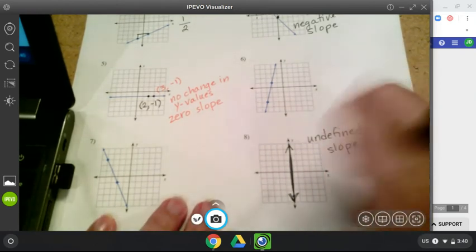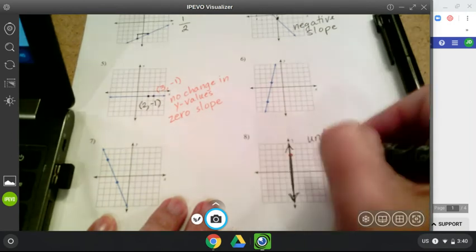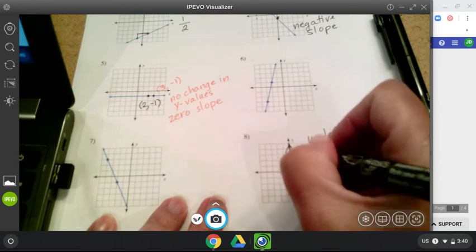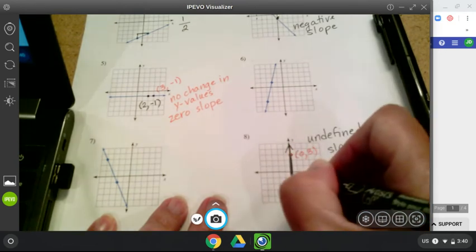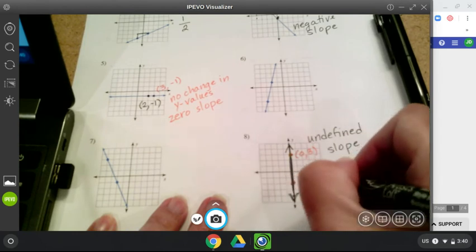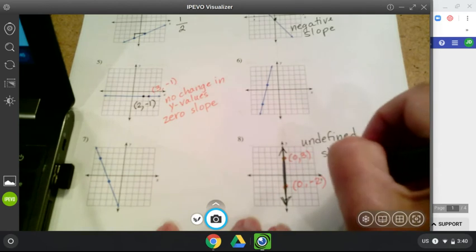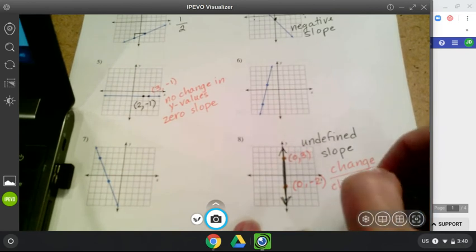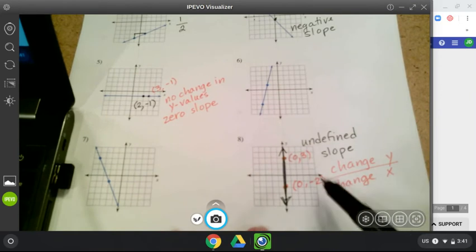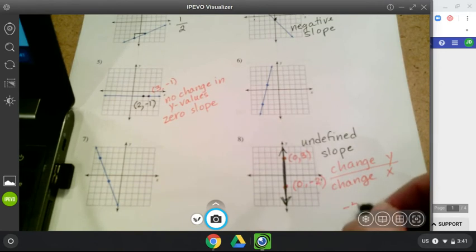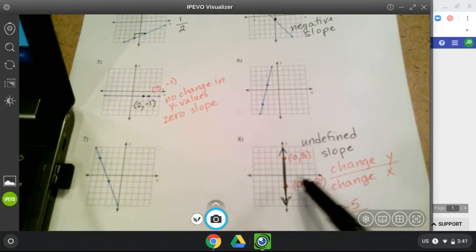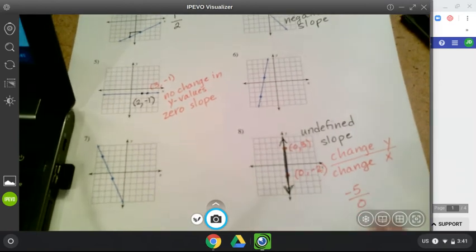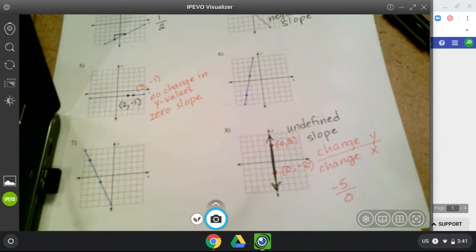So let's just say I have 2 points on here. I want to show you another reason why we call this undefined. I'm just going to pick 2 points. This point is 0, 3. And this point here is 0, -2. So if I were looking at the change in y divided by change in x. Let's look at this. So our change in our y value from 3 to -2, I could say this was a change of -5. Now, a change in x from 0 to 0, that's 0. So for my slope, I literally have -5 divided by 0.